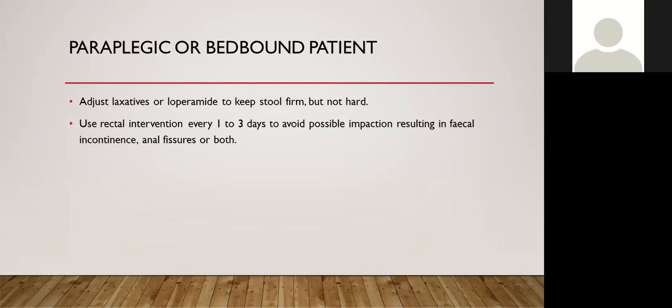Some people, like those with multiple sclerosis, can have diarrhea and constipation alternately. So sometimes when they're in a diarrhea state, you have to give them loperamide, and then you can give them suppositories to clear the bowel.